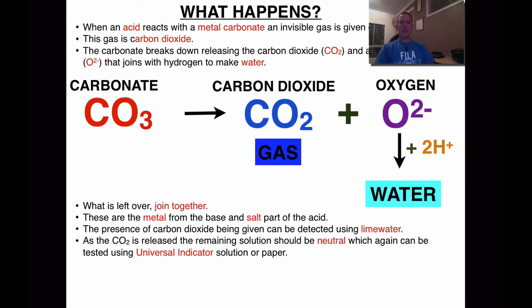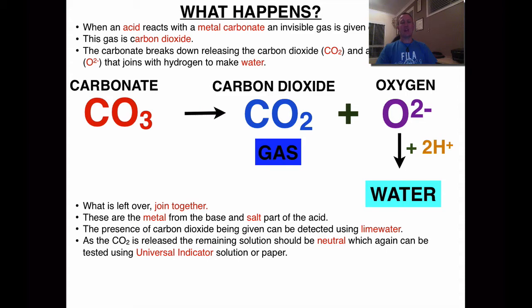Now, what's left over, the metal and the salt from the acid, join together, just like happened in the previous example when we looked at acids and bases. So we then get a metal salt which is generated.